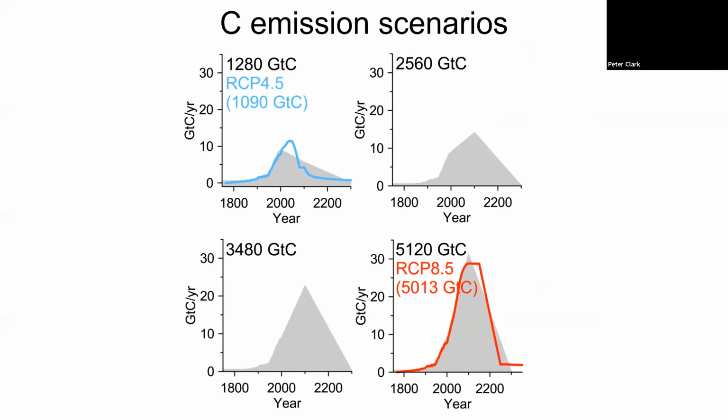Okay, so the 4 carbon emission scenarios we used in our 2016 paper are shown here in gray. These are the emission profiles, with a total emission release of 1280, 2560, 3480, and 5120 gigatons of carbon. For comparison, I'm showing the emissions associated with RCP 4.5, which is similar to the lowest emission scenario we considered, and RCP 8.5 has an emission profile comparable to our highest emission scenario. We'll also compare these again when we compare our results to the recent work by Philippe's group.